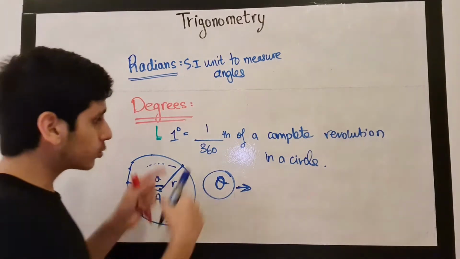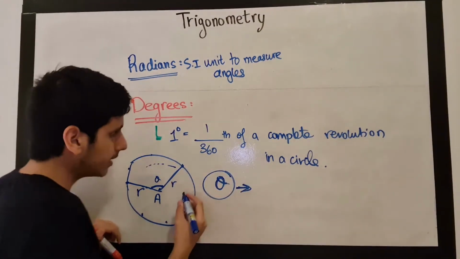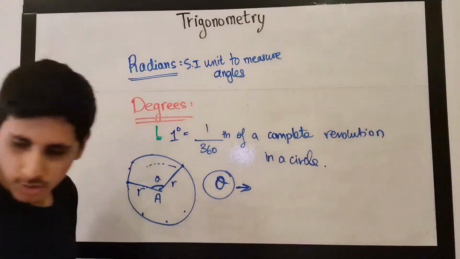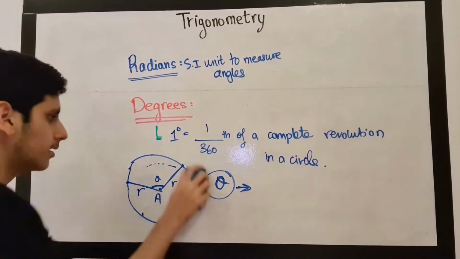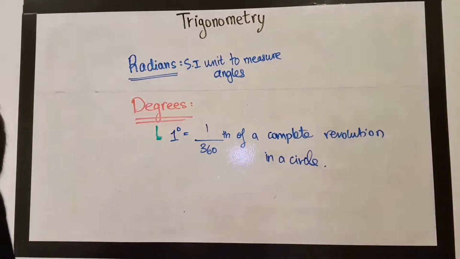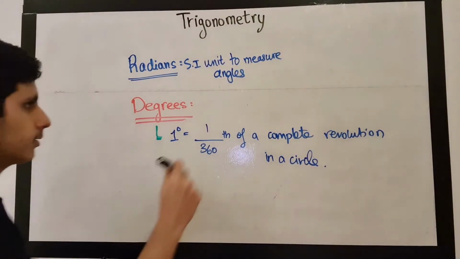So what is 1 degree? 1 degree is 1/360th of a complete revolution. So now let me erase this and draw a bigger circle. Actually, I'm going to draw it here.